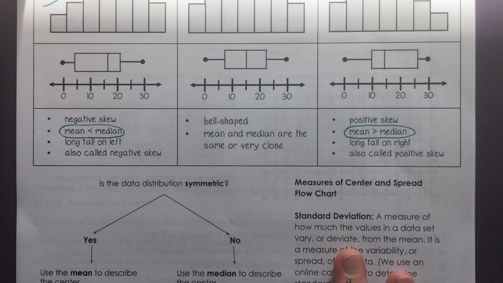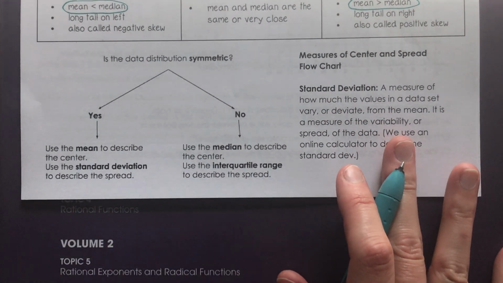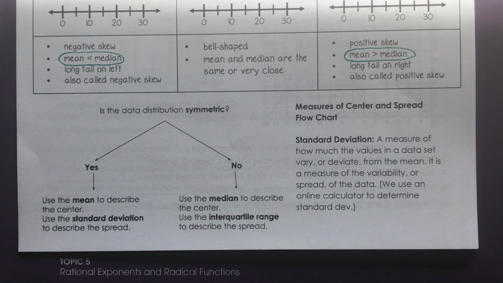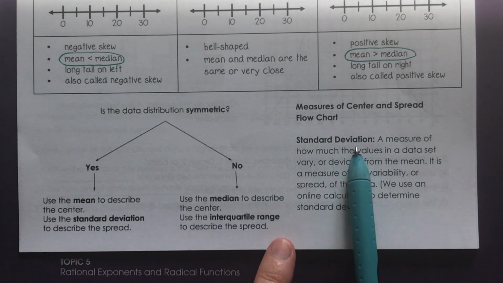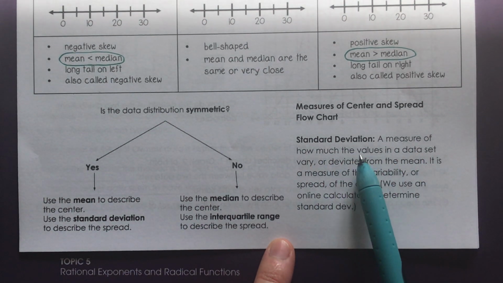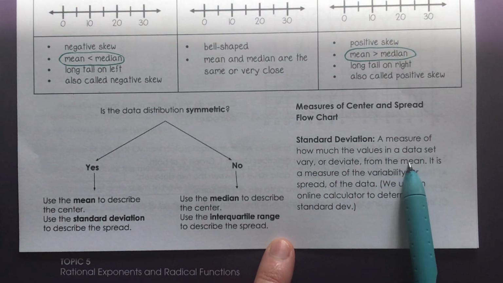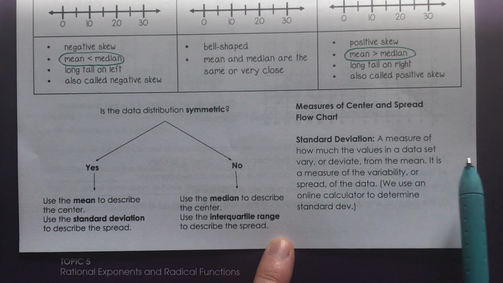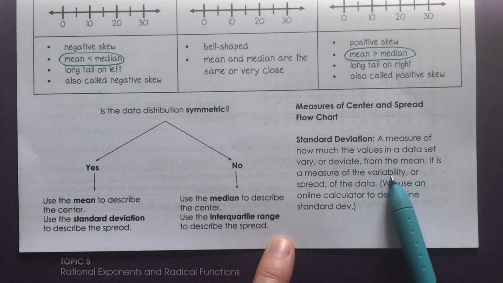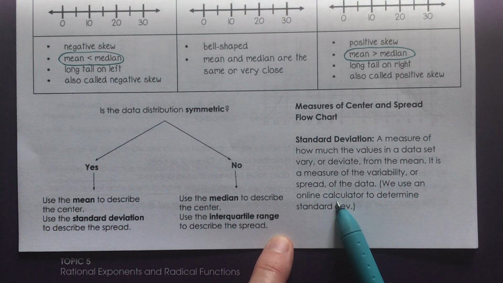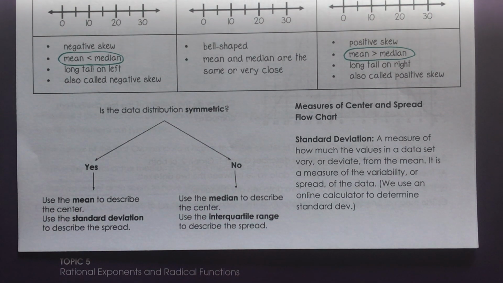All right. Now, here is how you will determine how to measure the center and the spread of our distribution. So I talked a little bit before, standard deviation is just a measure of how much the values in a data set vary from the mean. So it's how far away they are from the mean. It's a measure of variability or spread of the data. So we use an online calculator to determine that standard deviation.